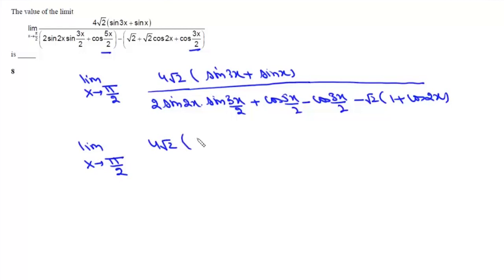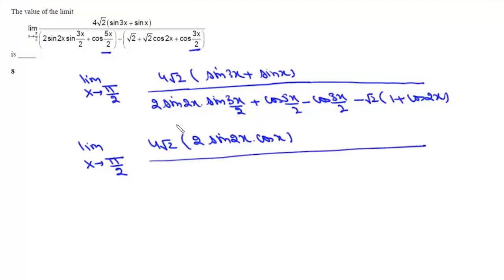Now sin c plus sin d is 2 sin (c plus d) by 2, so it will be 2 sin 2x into cos (c minus d) by 2, so it will be into cos x. In the denominator we have this 2 sin 2x into sin 3x by 2.